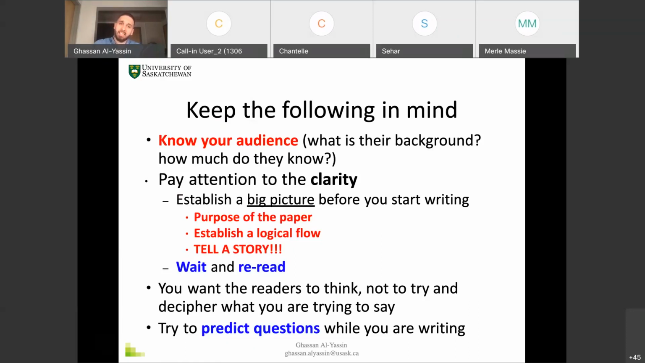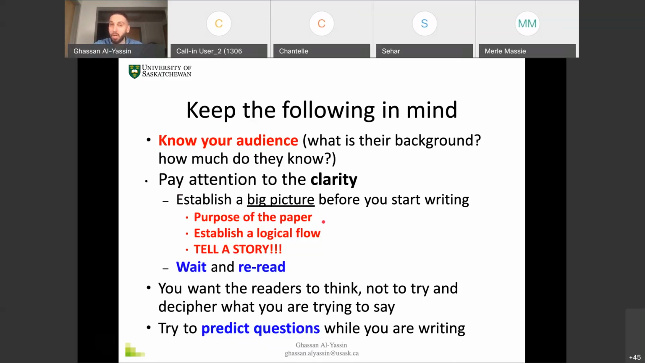Okay. The second thing is clarity. Always have a big picture in mind. Before I start writing, I always have a piece of paper with me and I put doodles. I say, okay, I want to talk about this first, and then I'm going to transition here because this is the general theme. And as cheesy as it might sound, have a purpose for the paper. You might think this is very obvious, but actually it is very, very helpful.